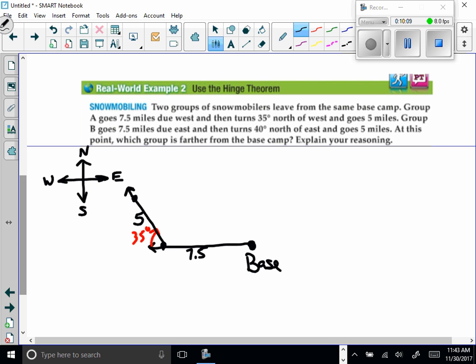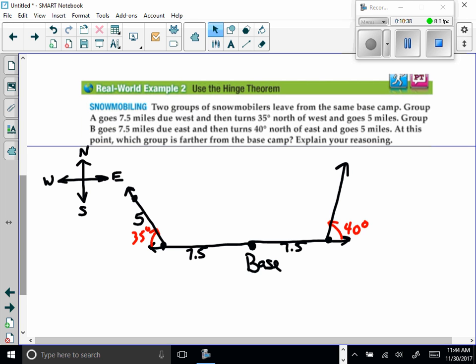And then my other group, Group B, also went 7.5 miles, but they went due east. So I'm going to try to mark off about the same amount here. So that's going east, and we'll say that was the 7.5 miles. And then they are going to turn 40 degrees north of east. So obviously 40 degrees is more than 35. We'll just say not drawn to scale here. And so that's my 40 degrees, and we know that they continued on for 5 miles there as well.